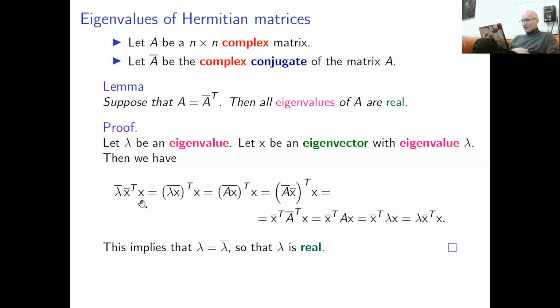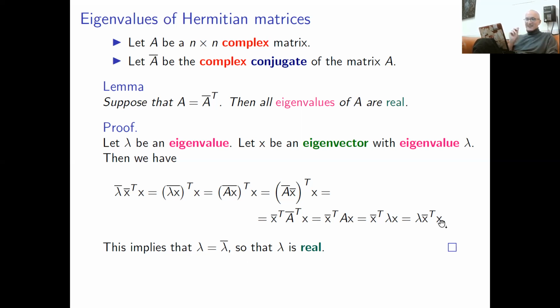So now, if I can cancel this term, if I can divide by this term, then I get lambda equal to lambda bar. But by definition, a complex number is equal to its complex conjugate if and only if its imaginary part is 0, if and only if it's a real number. Again, if you have a complex number a plus bi, its complex conjugate is a minus bi. They are equal if and only if b is 0. It means that this is a real number. It has no imaginary part. So exactly what we want to prove.